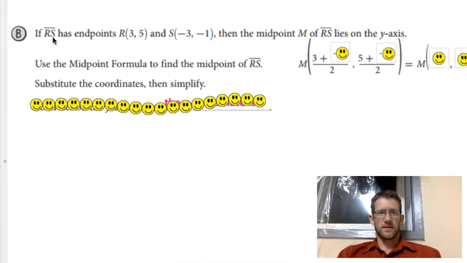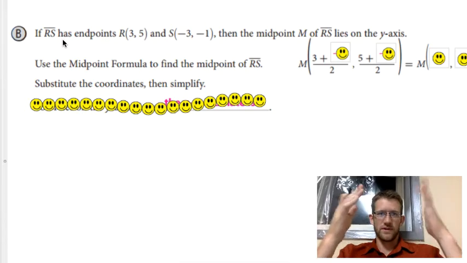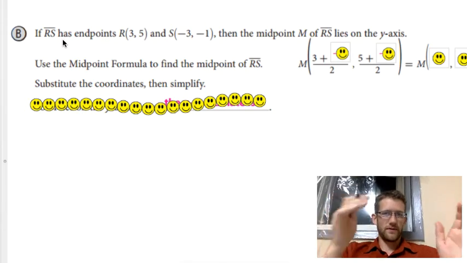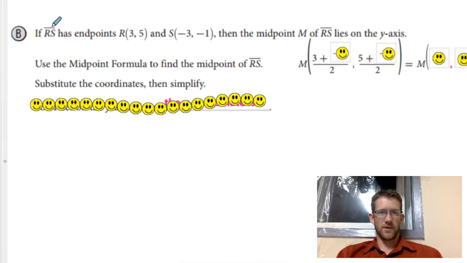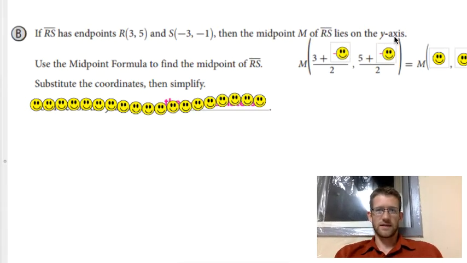Here's an example. There's no picture with this one, so we just have to visualize it. An alternative, if you're having trouble visualizing or get really confused, is that you can always graph these sorts of things. It says, if segment RS, right, it's a segment, not a line, because it doesn't have little arrow marks. If segment RS has endpoints R, which has this x and y value, and S, which has this x and y value, then the midpoint M of segment RS lies on the x-axis.